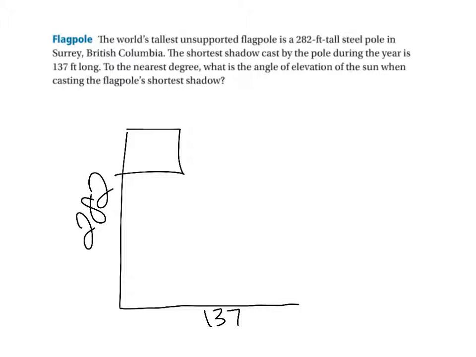The angle of elevation to the sun. Well, if my shadow is down here, then my sun is up here somewhere. And so they're looking for this right there. Here's your angle of elevation looking up to the sun. Which sides are involved in this problem? Again, hypotenuse not being used. It's opposite and adjacent, so I'm going to do tangent.